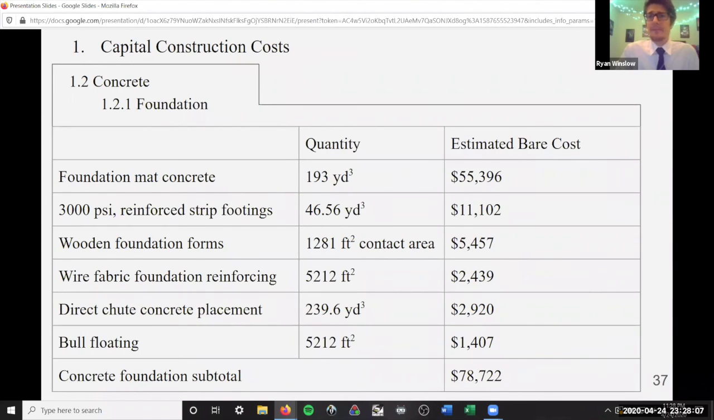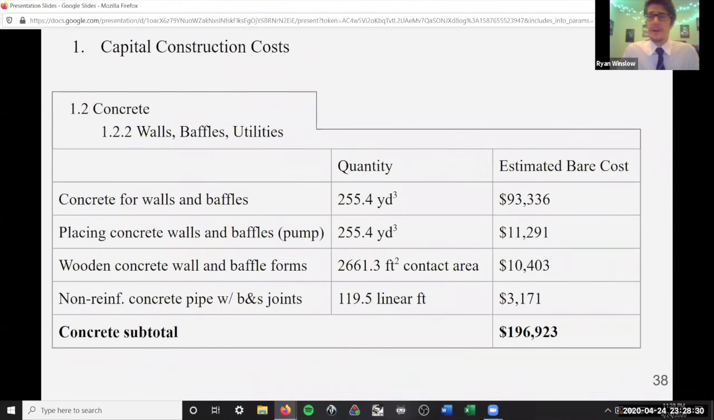The breakdown for the concrete foundation costs can be found here. This includes the cost for the foundation mat concrete itself, the price of the reinforced strip footings, the wooden foundation forms, the wire fabric reinforcing, concrete placement via direct chute, and bull floating.